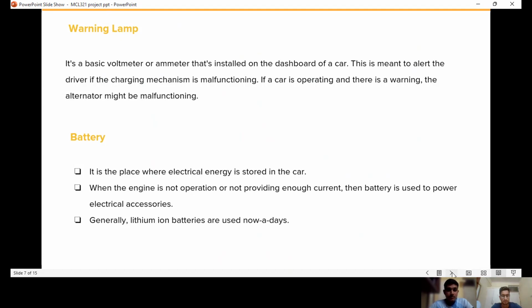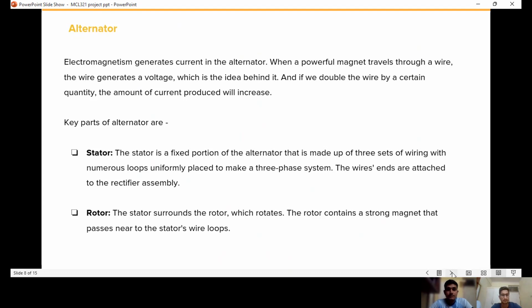Now we see about the battery. The battery is the place where electrical energy is stored in the car. When the engine is not operating or not providing enough current, the battery is used to power things electrically. As we see in the demonstration video, when the engine is not on, we use the battery to operate some components like AC. Generally, lithium-ion batteries are used nowadays. Now next Akhil will present.